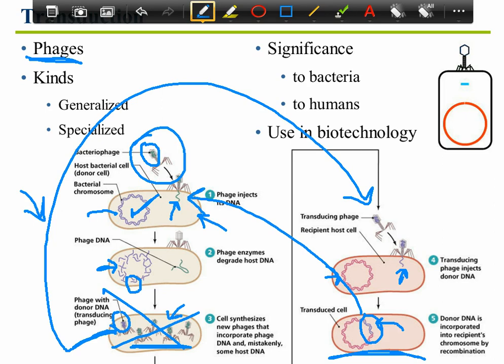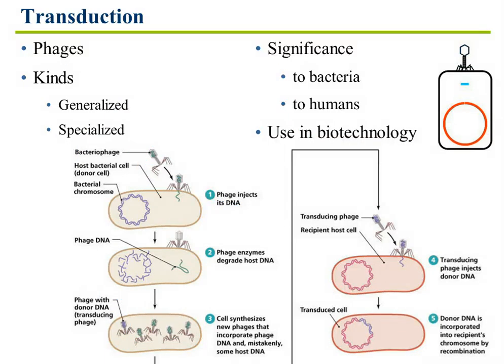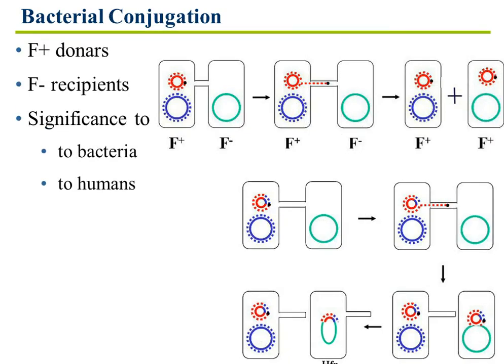We're not going to get into the two kinds, generalized versus specialized. Again, this is going to come up in the biotech chapter. It's used in recombinant DNA technology to engineer cells, but it also happens in nature because there are a lot of bacteriophages, viruses that infect bacteria. So this is not an odd thing to happen. Okay, third scenario, bacterial conjugation.